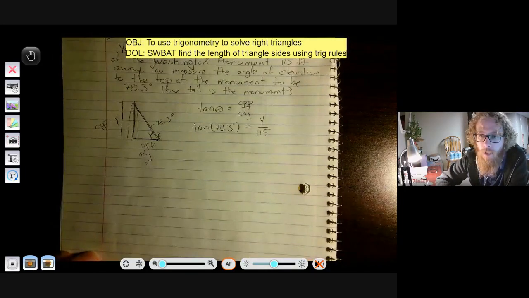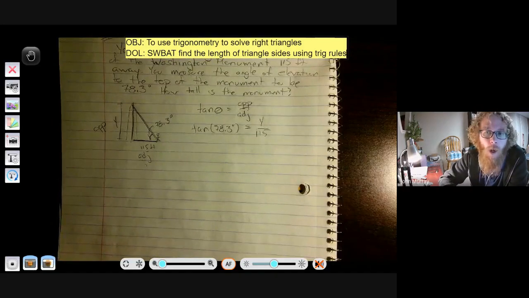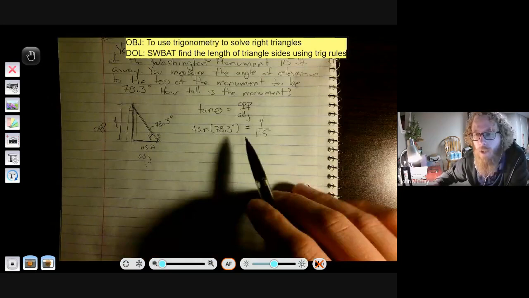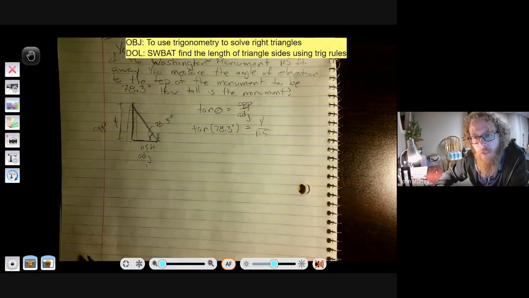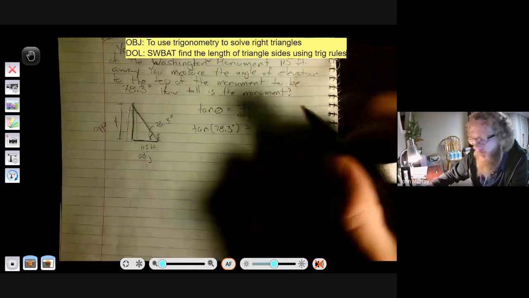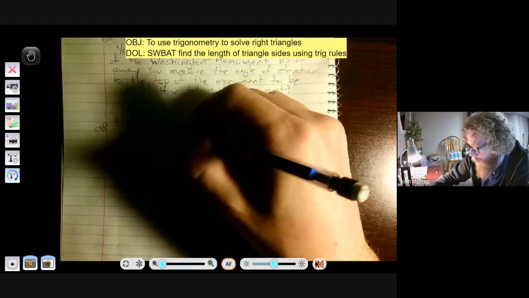I'm going to use my inverse operations first to get the y alone, to get our variable isolated. So what's going on in between the y and this 115? Well, we're dividing them. So if I want to get rid of that, I have to multiply both sides by 115.